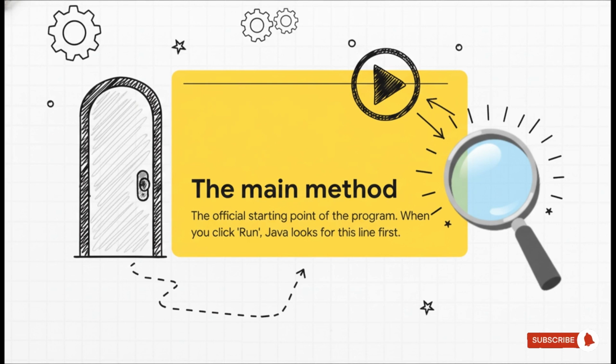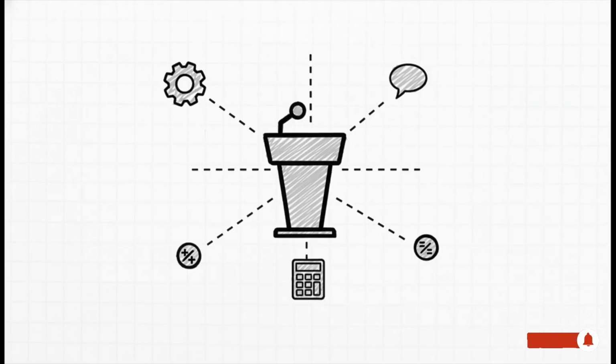When you click Run, the very first thing Java does is hunt for this exact line. It's like the front door to your house. Think about it like this. It's the morning assembly at school, right? You might have math and science and history later, but nothing, and I mean nothing, gets started until that assembly is over. The main method is your program's morning assembly.